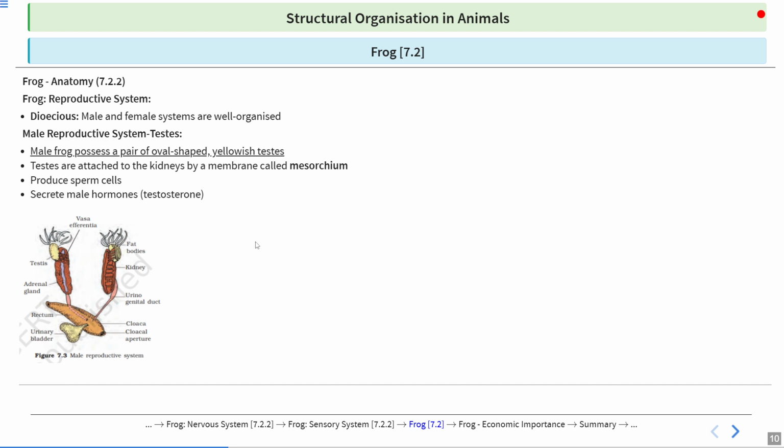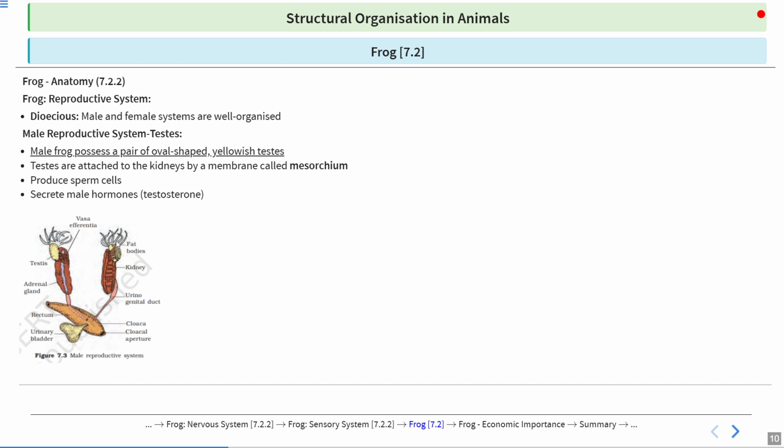So two things are very, very important here. The position of the testes on the kidney. Second, the mesorchium. This membrane is helpful for the attachment of the testes to the kidney. And the second thing, production of the male hormone testosterone, right?